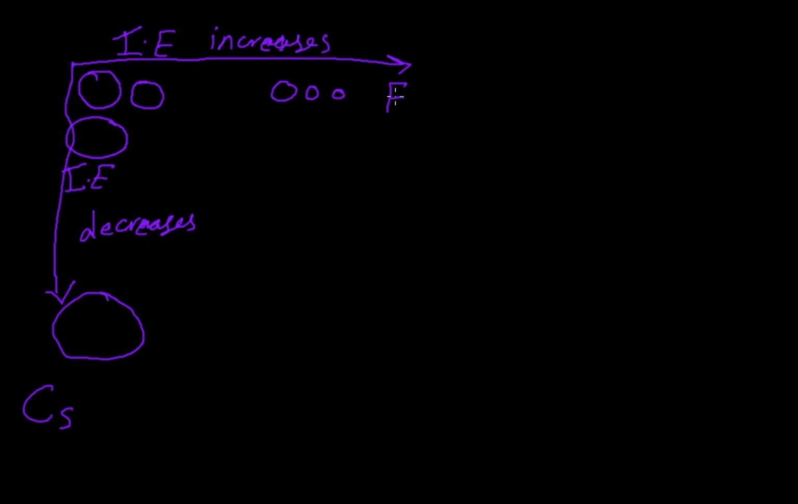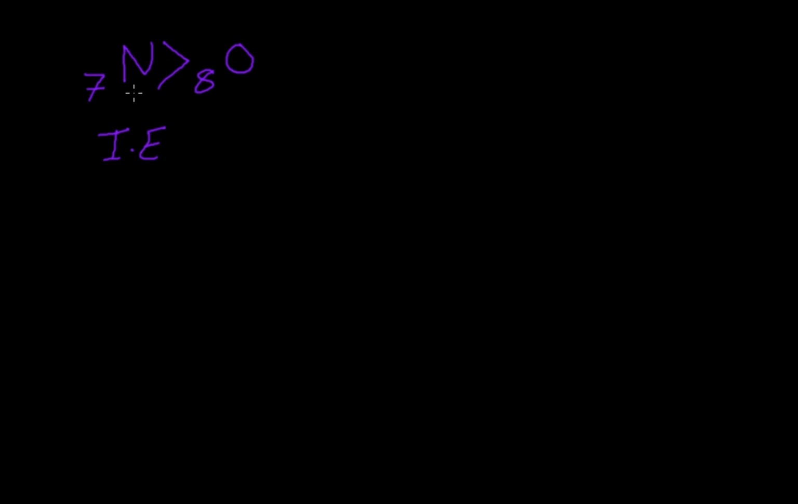As we can see here in nitrogen 7 and oxygen 8, oxygen should have a higher ionization potential compared to nitrogen because as we go from left to right, the ionization potential increases. But if we look carefully at the electronic configuration of nitrogen and oxygen, we find that we can remove one electron from the oxygen atom more easily compared to removing one electron from the nitrogen atom. So let's do the electronic configuration of both nitrogen and oxygen.